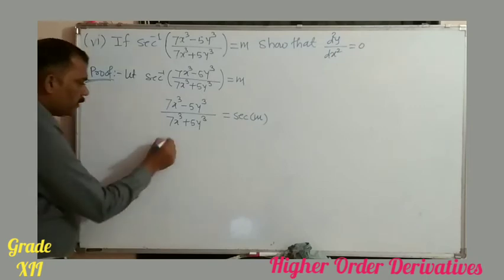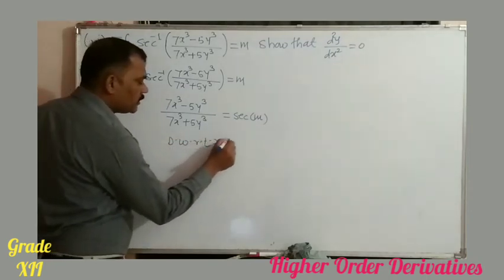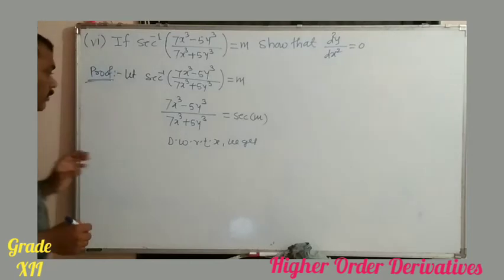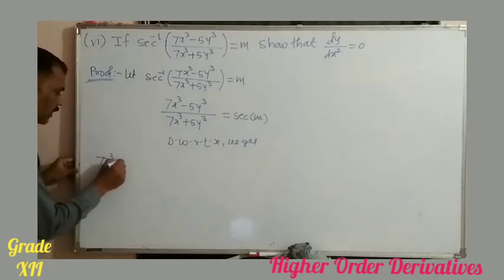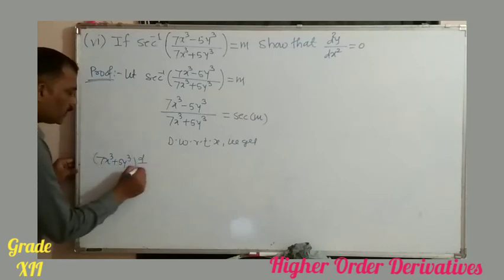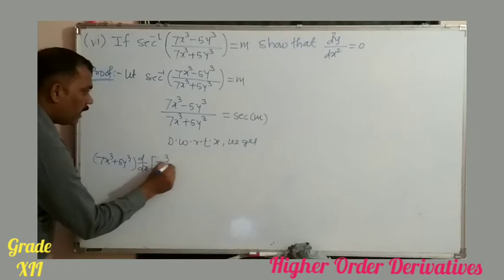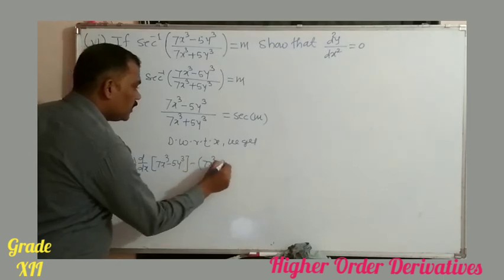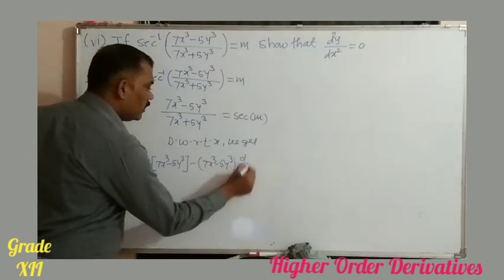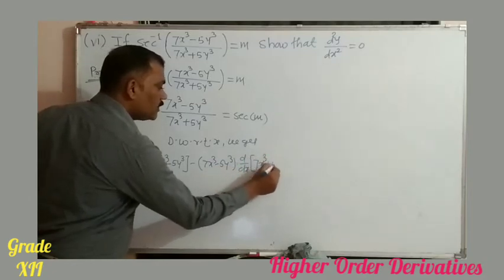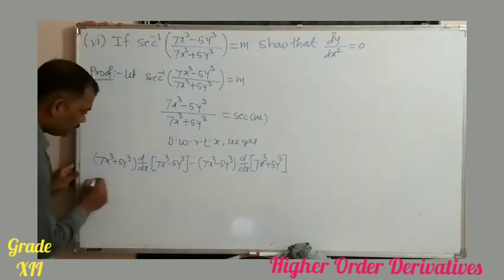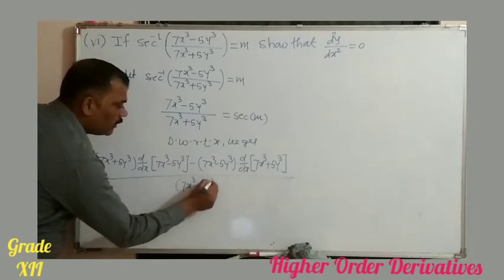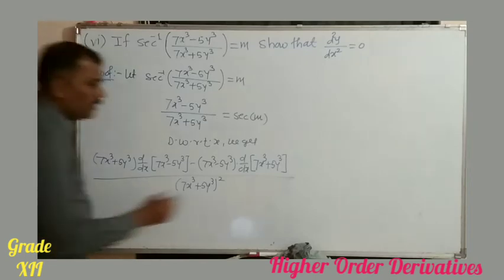Now we have to differentiate this with respect to x. dw with respect to x we get, by using the quotient rule: denominator into derivative of numerator, that is (7x³ + 5y³) into d/dx of the numerator, that is (7x³ − 5y³), minus numerator (7x³ − 5y³) into d/dx of the denominator, that is (7x³ + 5y³), divided by denominator square, that is (7x³ + 5y³)² is equal to 0.